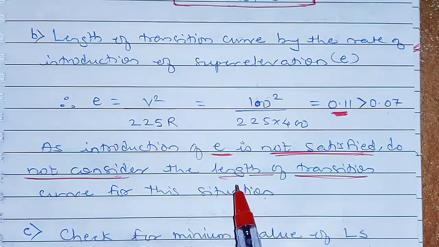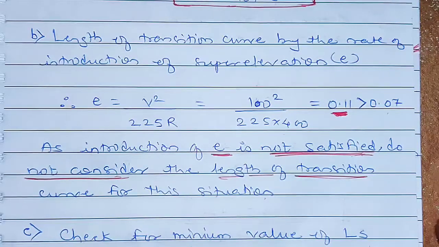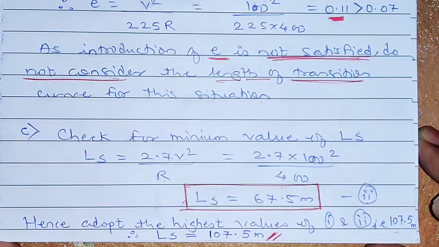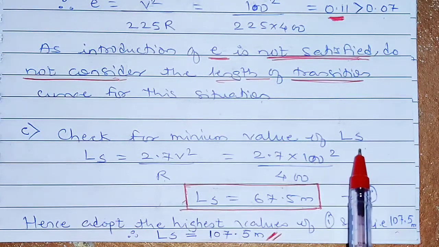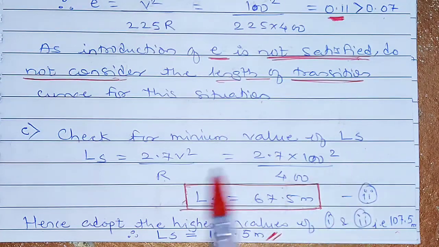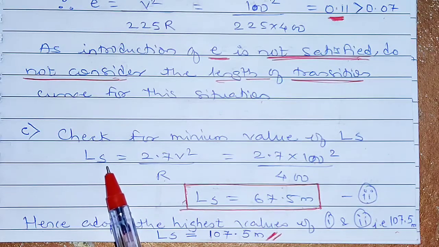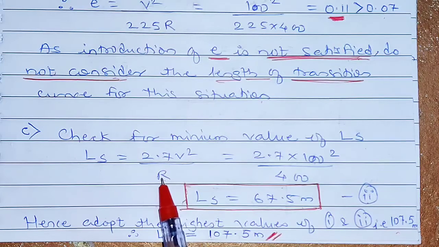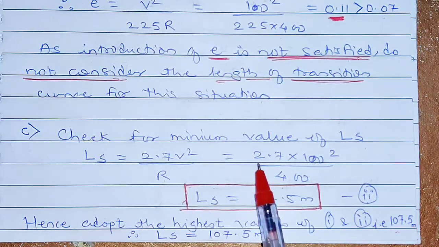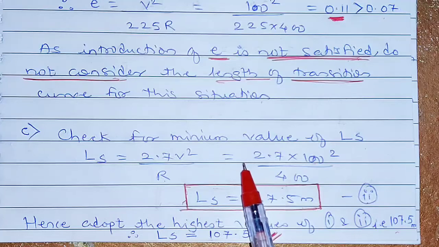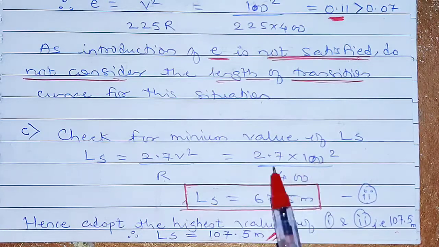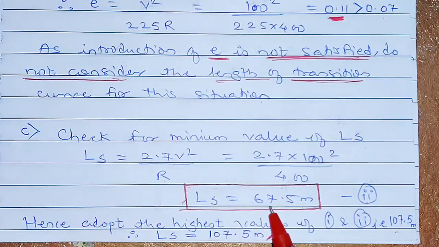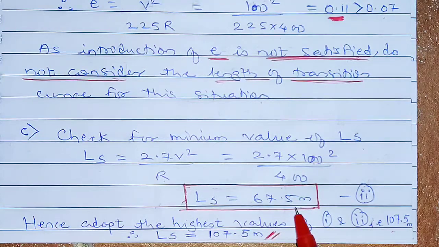We will directly move to the third criterion, and that is to check the minimum value of the length of the transition curve LS. So LS can be calculated as 2.7 into V square upon R. Substituting the values, we get 2.7 into 100 square upon 400. Hence, LS equals 67.5 meters.